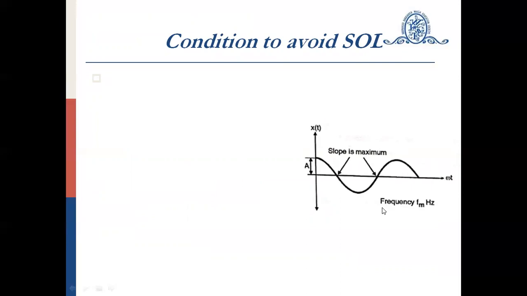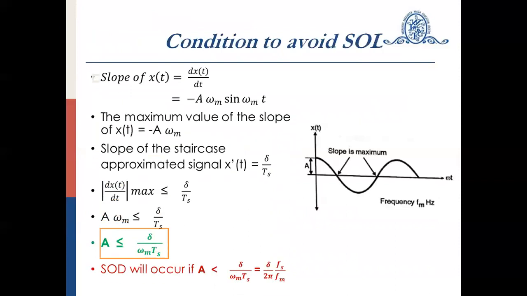Now let us see the condition to avoid this slope overload distortion. Here the slope of x of t is dx of t by dt, which is equal to minus A omega m sine omega m t. If you consider this as x of t, then you can find the slope of this signal. The maximum magnitude of the slope of x of t is A omega m, because the amplitude is this much. The slope of the staircase approximated signal x dash of t is equal to delta divided by Ts.